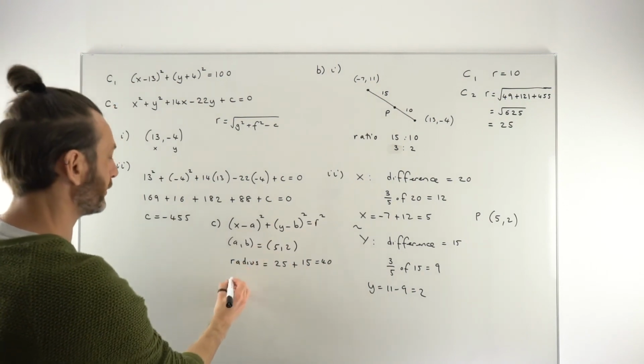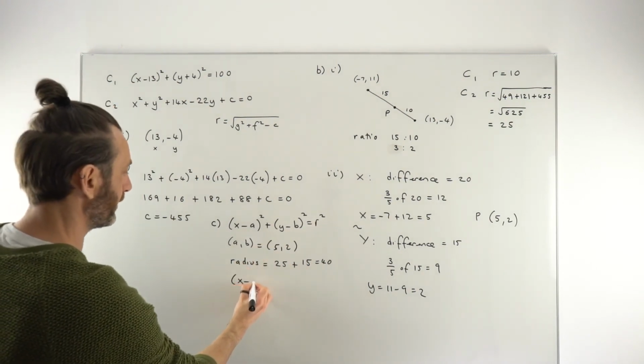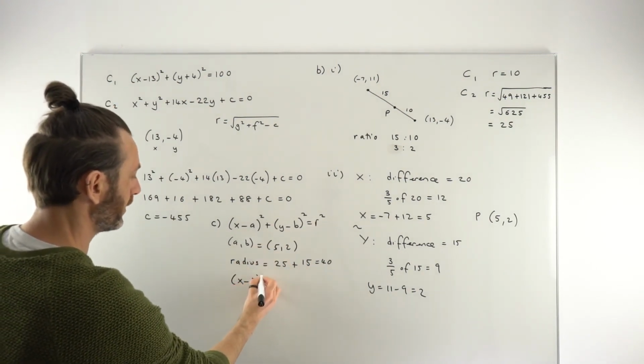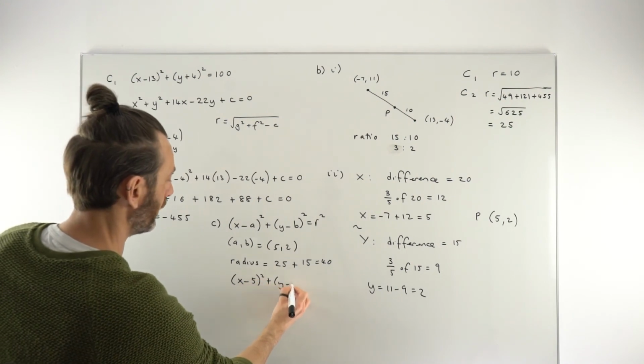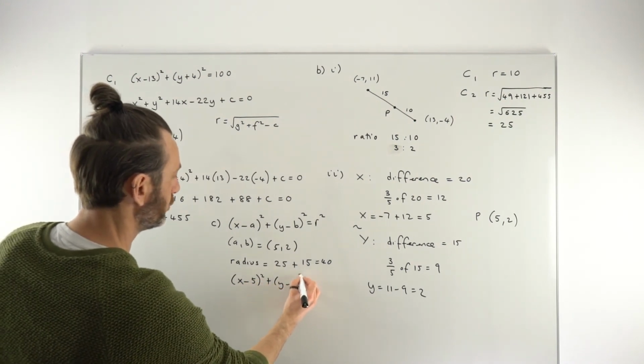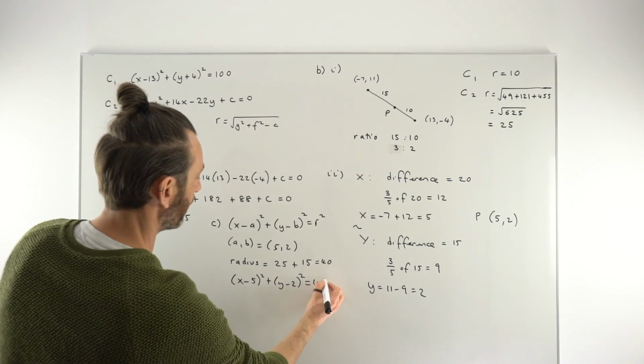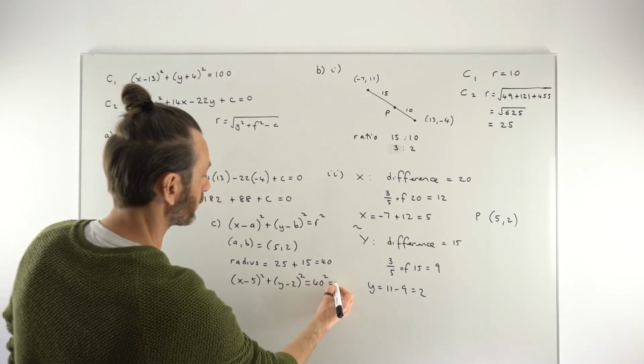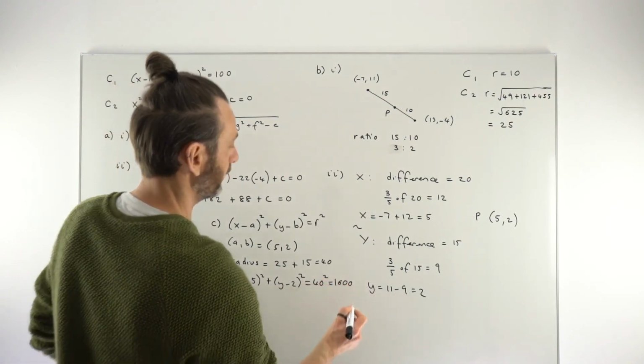So plugging these values into our formula, we're going to get x minus the A value, which is 5, all squared, plus y minus the B value, which is 2, all squared, equals 40 squared. You could go ahead and square that and get 1600.